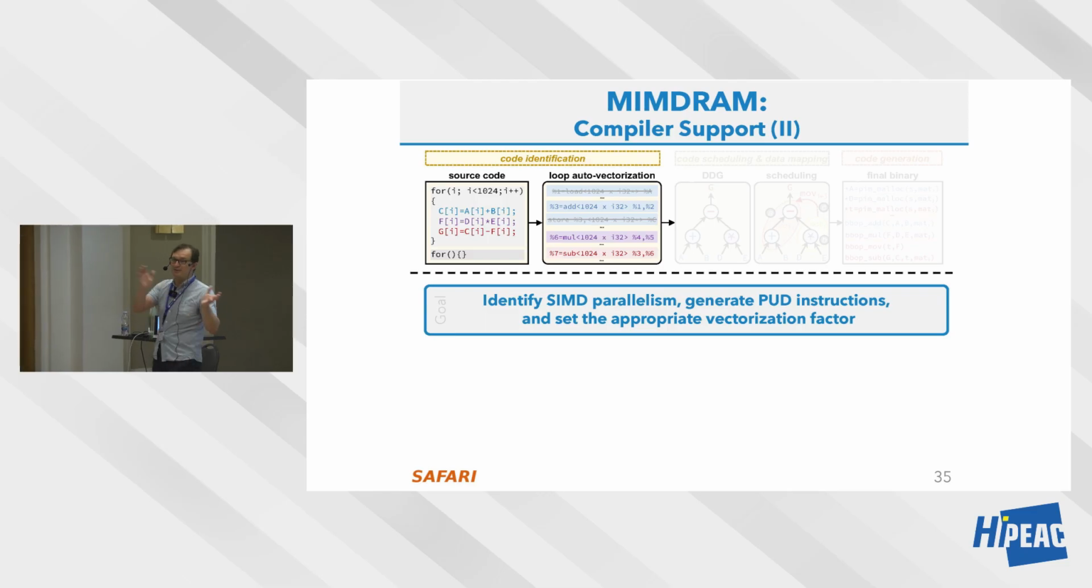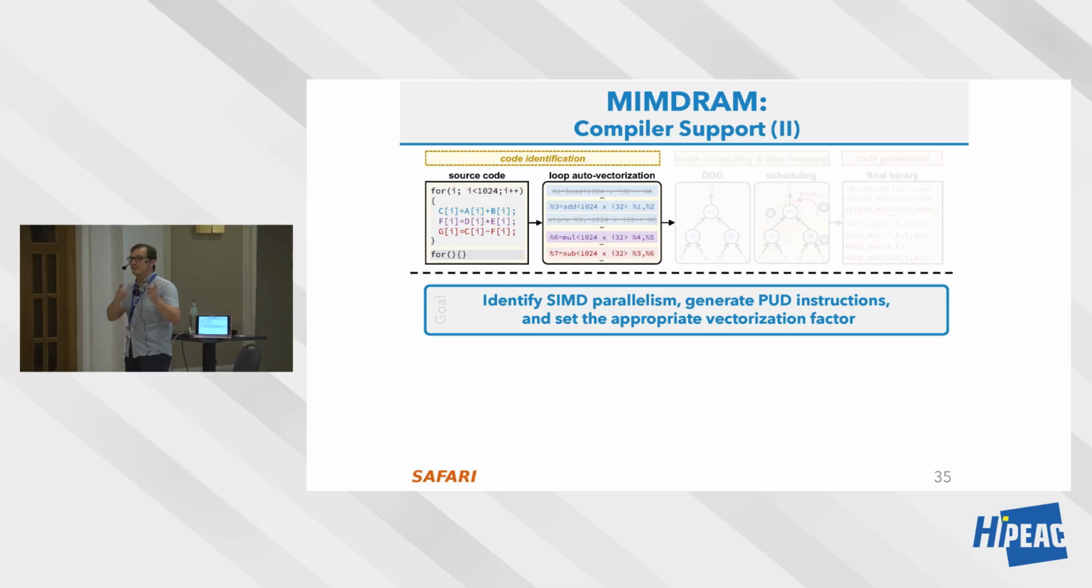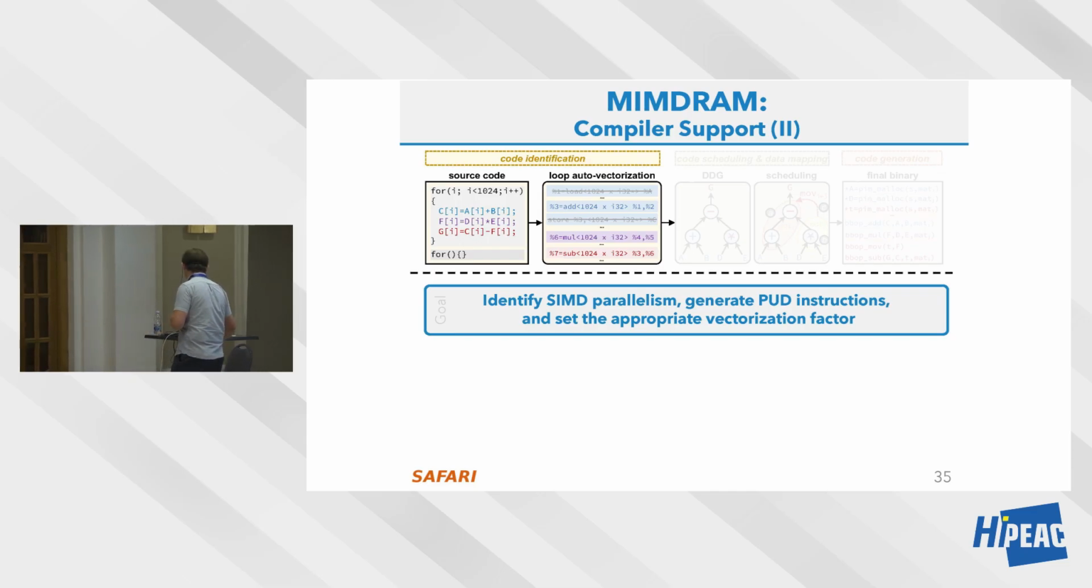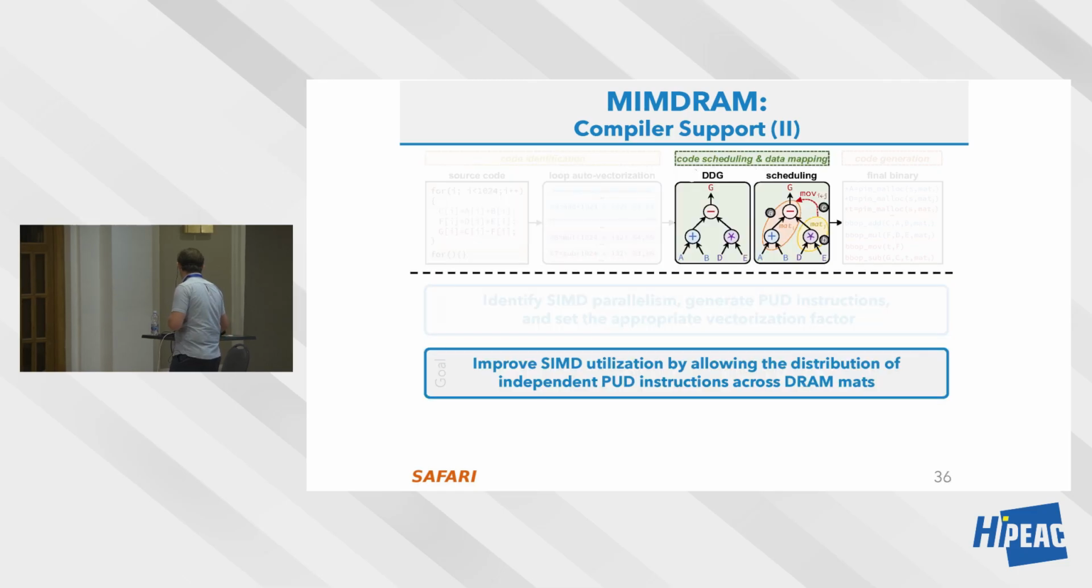We already open sourced the code for everything else in this paper, but the compiler is still not fully open sourced. So the code identification identifies SIMD parallelism, generates these instructions, processing using DRAM instructions, and sets the appropriate vectorization factor. It can say basically 1 mat, or 2 mats, or 10 mats, or 20 mats, depending on the vectorization in the code. And then it distributes the independent processing using DRAM instructions across DRAM mats. This requires not just code scheduling, but it also requires the mapping of the data to the appropriate mats in DRAM.